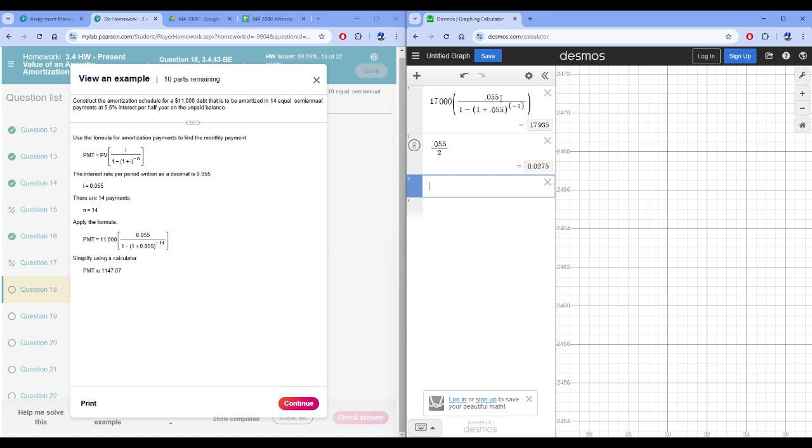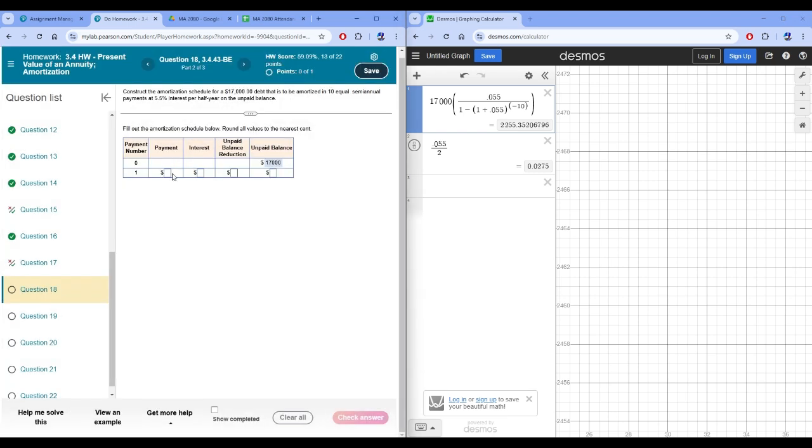Present value is 0.005 because it's a 5.5 interest rate. 1 minus 1 plus that raised to the negative 1 times the present value. There are 14 payments. Negative 4. What am I paying? 10. I had negative 1. Okay. My payment is 2255.35.